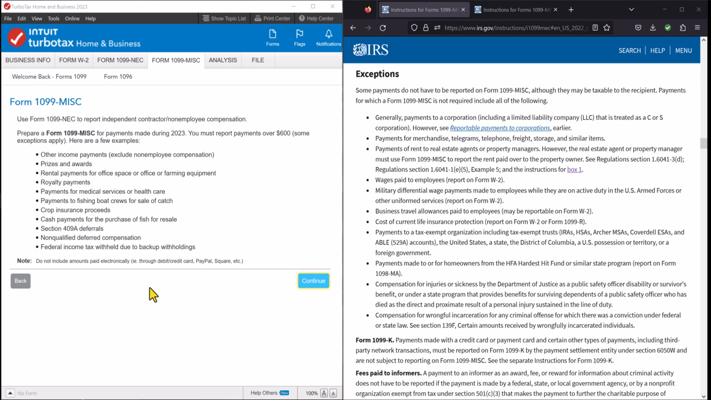Okay, so if you pay rent on an office space, farming equipment, building equipment, any kind of equipment, and you pay the vendor with a credit card, or by PayPal, Square, Venmo, Zelle, Visa, MasterCard, American Express, all of these actually have the responsibility of filing the 1099-K, which reports the payment that you made to the person that received it, which relieves you of the burden of having to file the form.